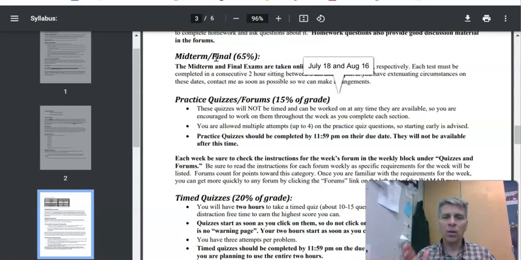Both the midterm and the final close at 10 o'clock. So no matter when you start it, it closes at 10. So if you start the test at 9:30 p.m., you only get a half hour to work on it.